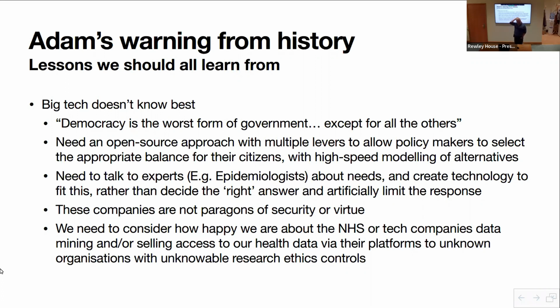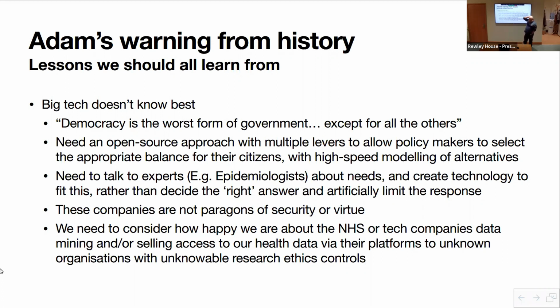Publicly listed companies are formed for shareholder value. I'm not a left-wing person at all, but compensation drives behavior. I've worked in sales for years, so you've got to be a bit careful about that. Trying to get technology to fit into a medical system doesn't work. You need to do it the other way around. You need to find out what the problem is and do it that way around. So you do need to talk to experts. You can trust epidemiologists.